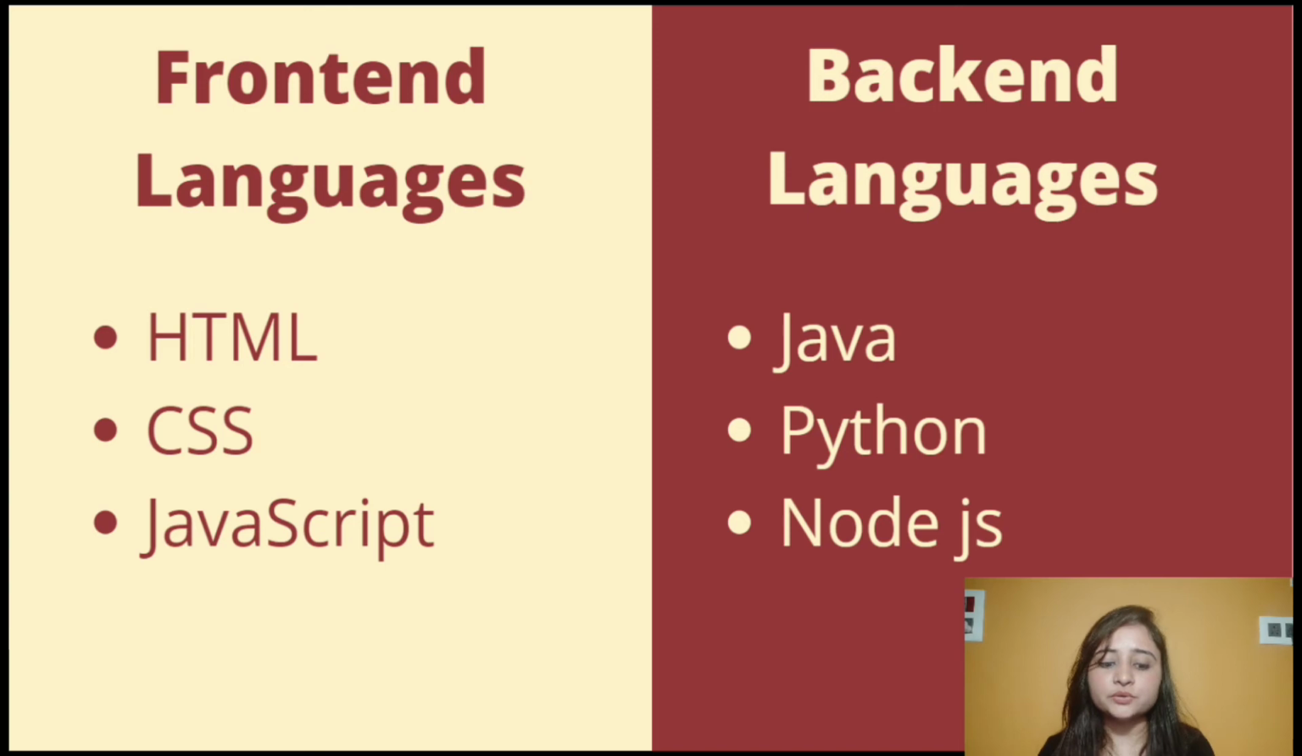JavaScript is the object-oriented computer programming language commonly used to create interactive elements on the web page. In the backend, we have Java, Python and Node.js. Java is a popular high-level programming language that is an object-oriented language and has syntax similar to C++. Python is an interpreted and object-oriented high-level programming language with dynamic semantics. Node.js is the JavaScript runtime environment that executes JavaScript code outside the web browser.